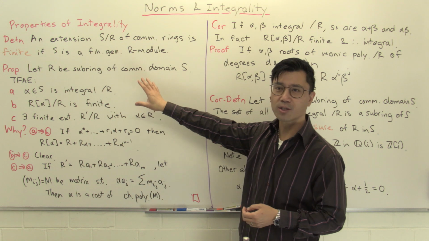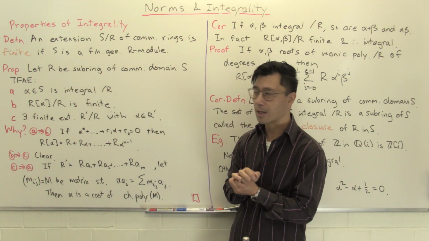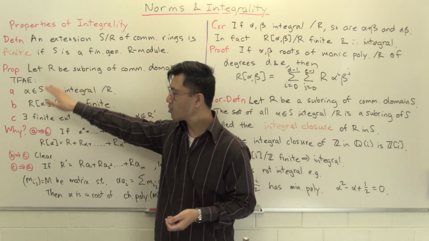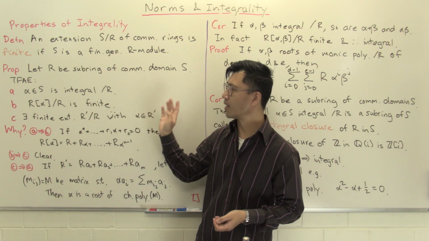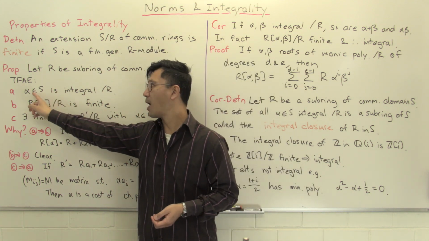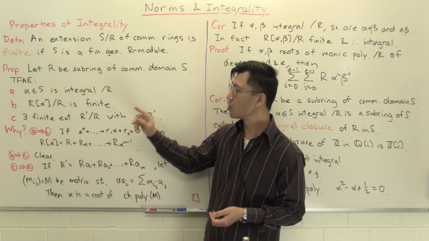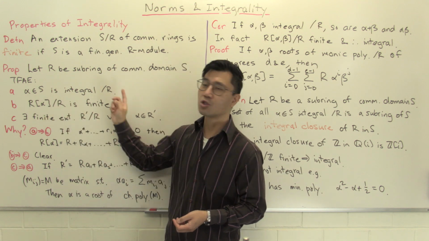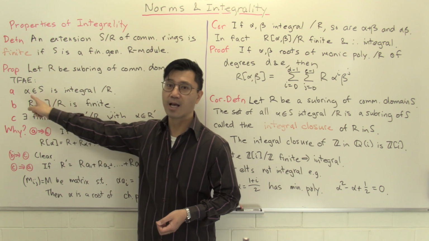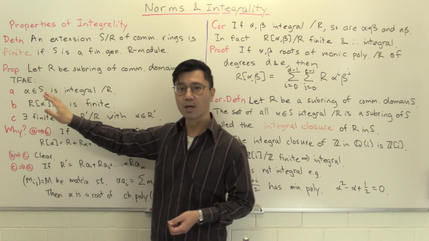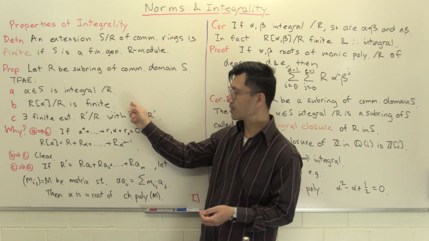Okay, so let's look at the notion of integrality. If you have R a subring of the commutative domain S, we have these three conditions and they're all equivalent. They're basically equivalent ways of defining integrality. The first one is that an alpha in the big ring S is integral over the small one. That condition is equivalent to the second one here. What you do is you look at the subring generated by R and this element alpha. This is going to be a commutative ring extension of R, and you want that to be finite. That's the second condition.